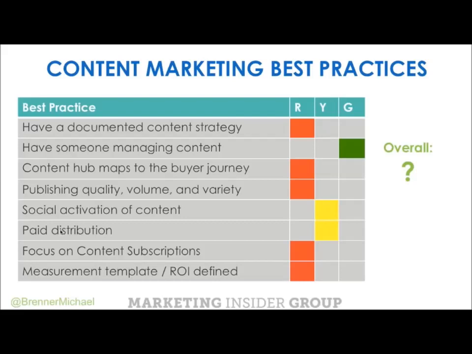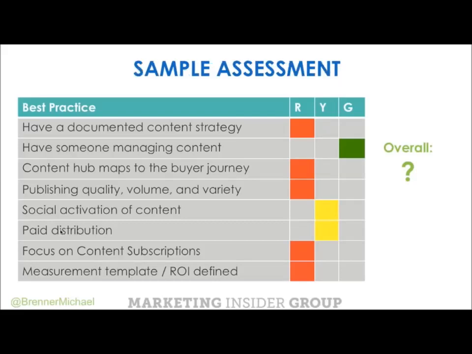And so, like I said, here's each one of those same 7 core components of best practice content marketing. I want you to just take a second and think about how you would grade yourself against each one of these. Do you have a documented content strategy? Do you have someone that's managing it? Have you mapped your content to the buyer journey? Are you consistently publishing? Are you activating your social channels? Are you utilizing paid distribution, focusing on subscribers, and measuring ROI?